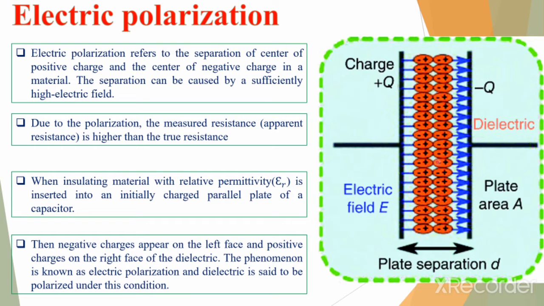Here in this figure you can see that a dielectric material, that is an insulating material having relative permittivity, is placed between the charged plates of a capacitor. The right plate of the capacitor is negatively charged, and the left plate is positively charged. So negative charges of the dielectric material are aligned along the left side, and positive charges of the dielectric material are aligned along the right plate of the capacitor.